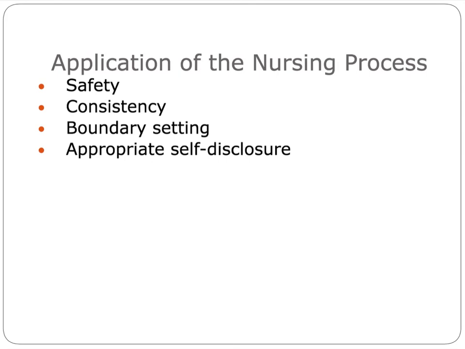One of the things that we want to think about when we're thinking about the nursing process is safety. We need to keep them safe, especially those at risk of harming themselves or others. Being consistent. Consistency, even with setting limits, needs to be the same, rewards, and so forth. We need to make sure that we set boundaries and make sure there is appropriate self-disclosure. In other words, not going beyond and not being manipulated by the others to go beyond those boundaries.